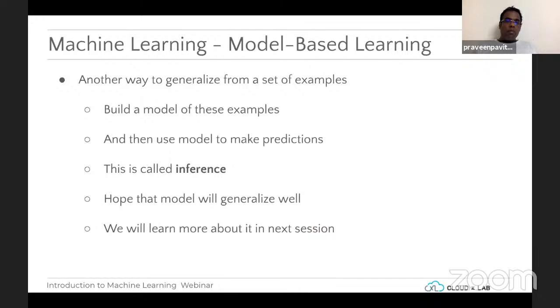Now for generalizing, as we said, a model-based system is better. You build a model with all the examples, and then you use the model to do the prediction. That step is called inference. You usually hope that the model will generalize well, and this is something we talk about more in the classes.